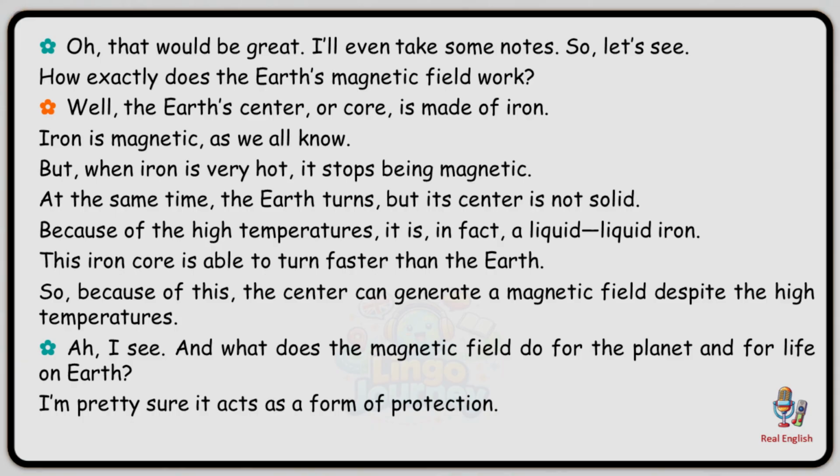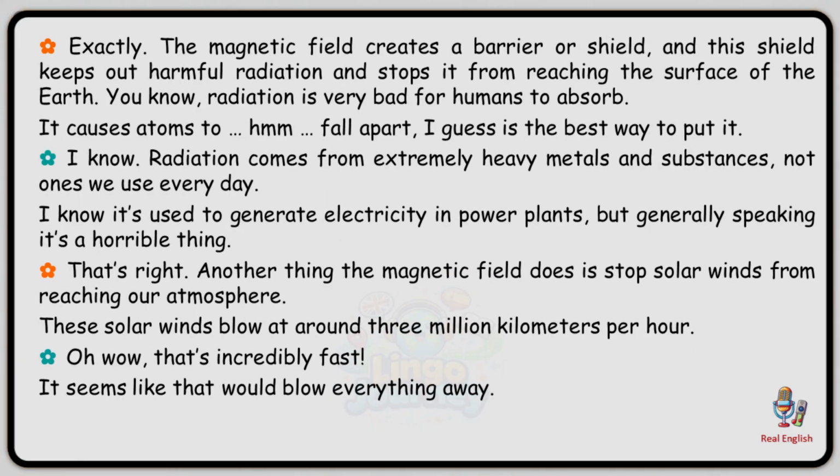And what does the magnetic field do for the planet and for life on Earth? I'm pretty sure it acts as a form of protection. Exactly. The magnetic field creates a barrier or shield, and this shield keeps out harmful radiation and stops it from reaching the surface of the Earth. You know, radiation is very bad for humans to absorb. It causes atoms to fall apart, I guess is the best way to put it. I know. Radiation comes from extremely heavy metals and substances, not ones we use every day. I know it's used to generate electricity in power plants, but generally speaking, it's a horrible thing.